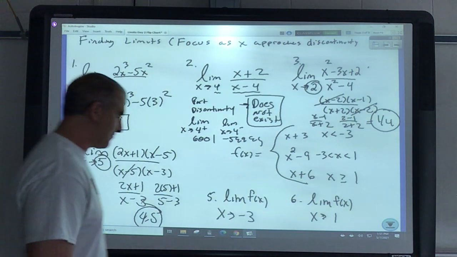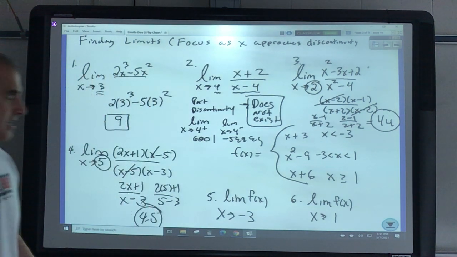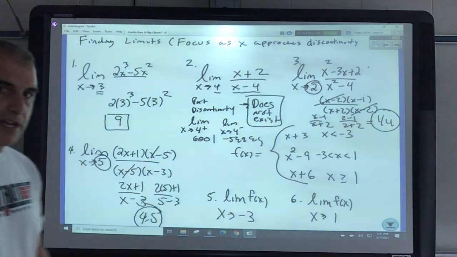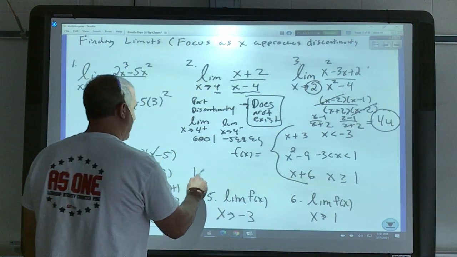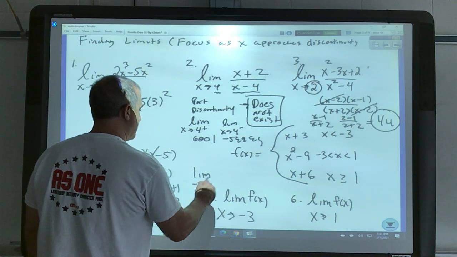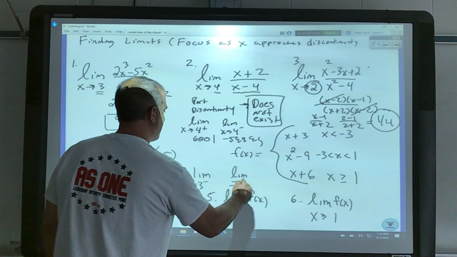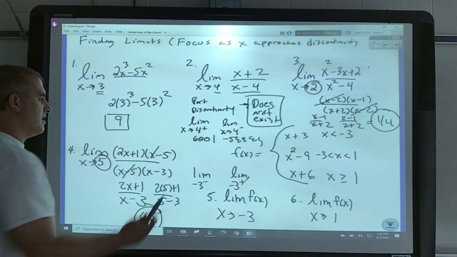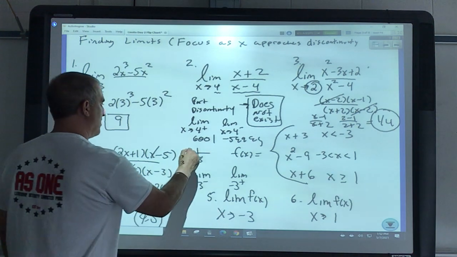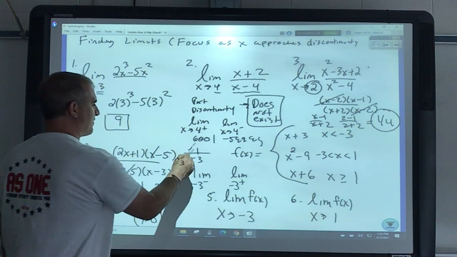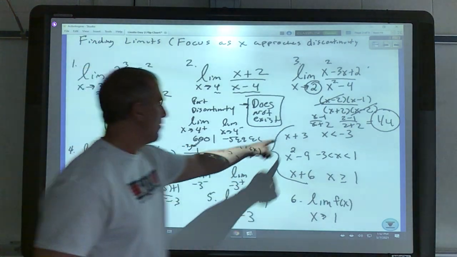Now, let's look at these. As x approaches negative 3, this looks like it could be a jump discontinuity. But what I have to do is calculate the limit at negative 3 from the negative side, and calculate it from negative 3 on the positive side. I know my board space is horrendous right now. This is negative 3 from the negative side, so I'm looking at something like negative 3.001. That would be in here.